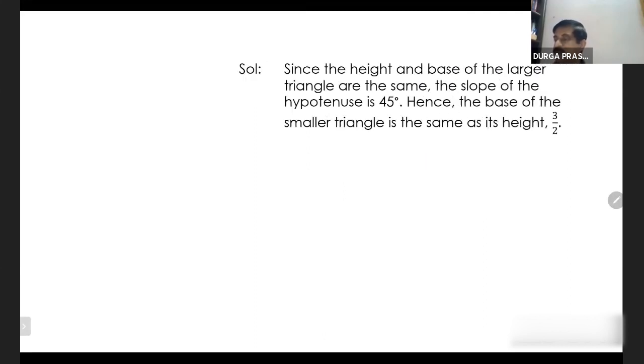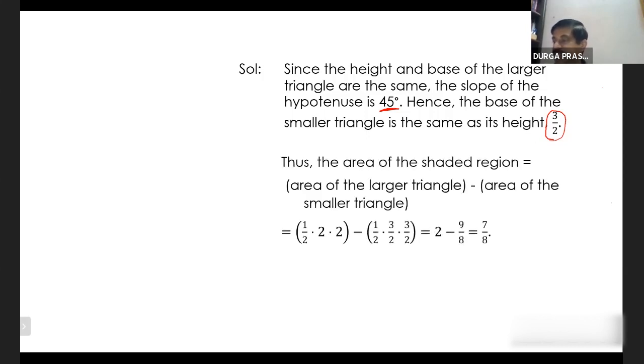The height is 3 by 2. As that was a 45-degree angle, because 2 and 2 are there, the adjacent side should also be equal to 3 by 2. Therefore, total area is half into base into height for the bigger triangle minus half into 3 by 2 into 3 by 2. So this is 7 by 8, which is option C.